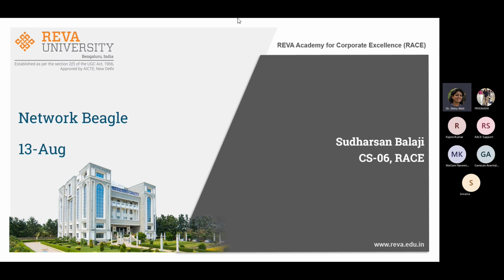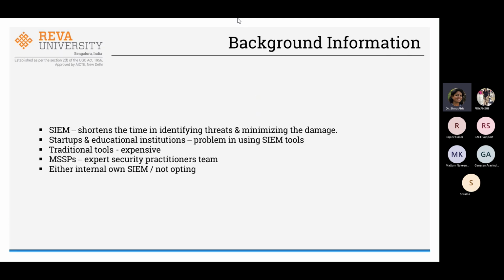So the proposal is all about the network beacon. The problem idea is that startups and education institutions have some hesitation in consuming the same kind of tools. So I'm trying to build a customized, small, simplified SIEM kind of tool which can proactively act on the network system and alert the management. It is also low maintenance, and we are going to use only open source tools.